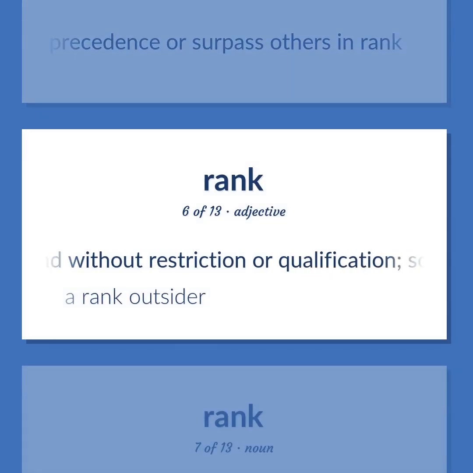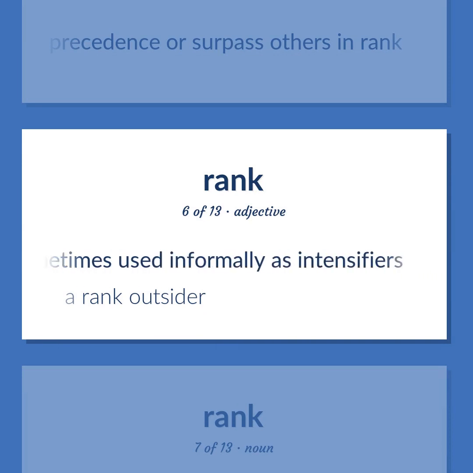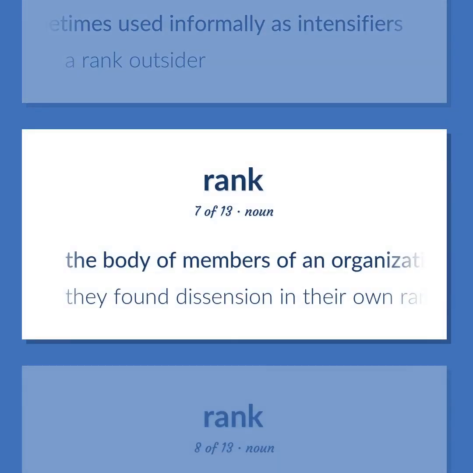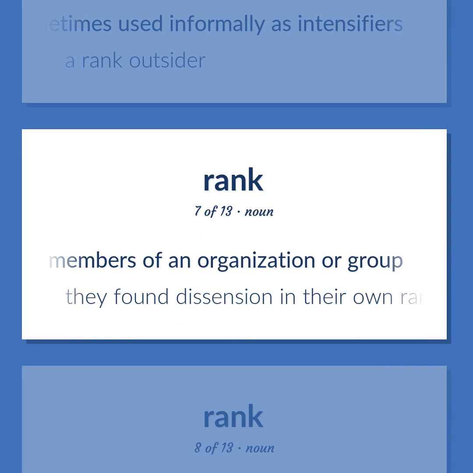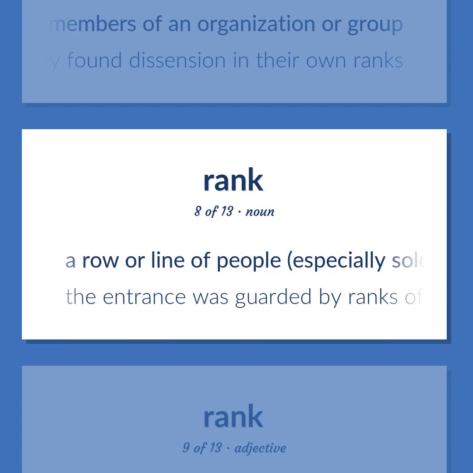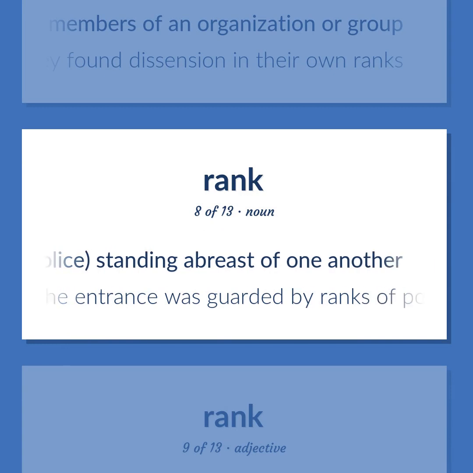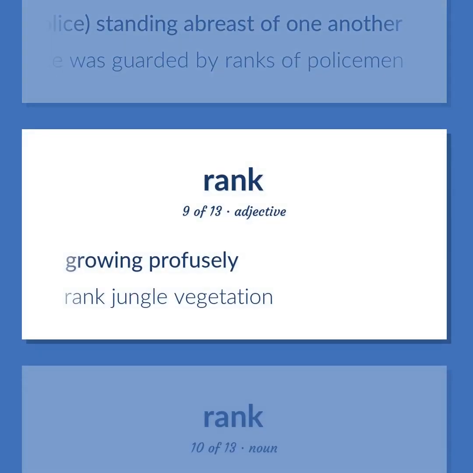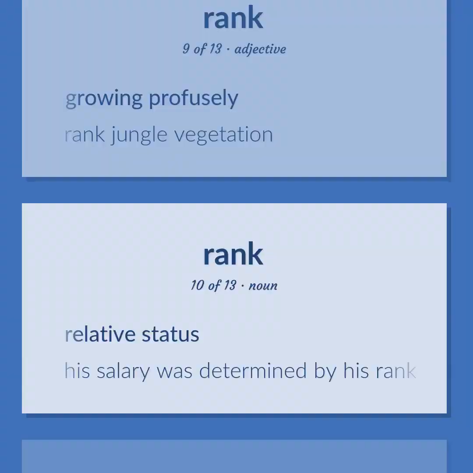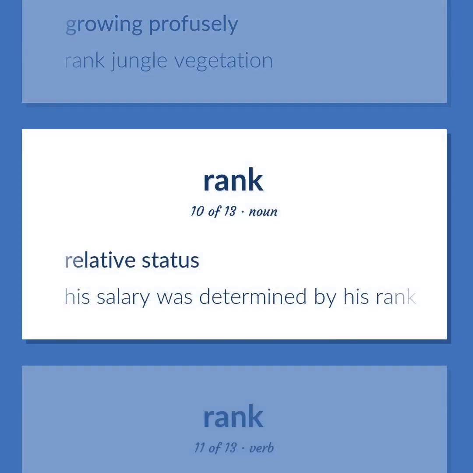Complete and without restriction or qualification, sometimes used informally as intensifiers. A rank outsider. The body of members of an organization or group. They found dissension in their own ranks. A row or line of people, especially soldiers or police, standing abreast of one another. The entrance was guarded by ranks of policemen. Growing profusely. Rank jungle vegetation. Relative status. His salary was determined by his rank and seniority.